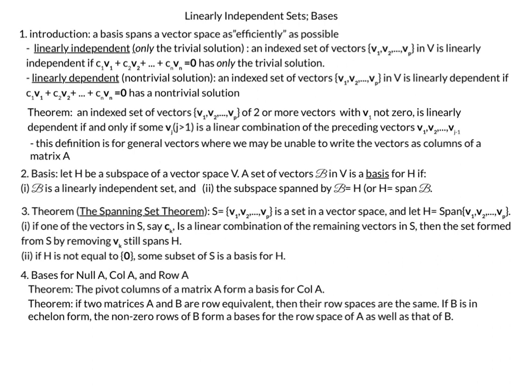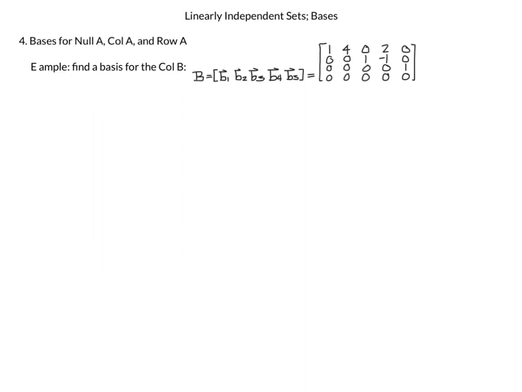Now we're going to continue onward, and we're going to look at basis for the null space of A, which, actually a lot of people write NUL of A, but it only saves one character. So I usually just write out null of A, the column space of A, and the row space of A. And our example would be to find a basis for the column space of B, where B is equal to 5 column vectors: 1, 0, 0, 0; 4, 0, 0, 0; 0, 1, 0, 0; 2, negative 1, 0, 0; and 0, 0, 1, 0.